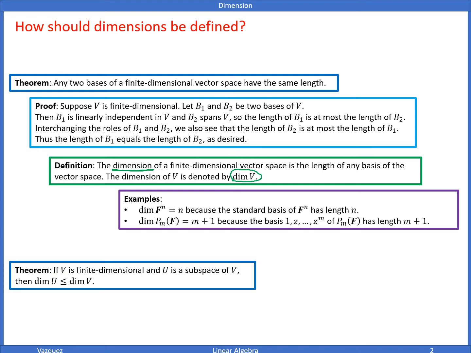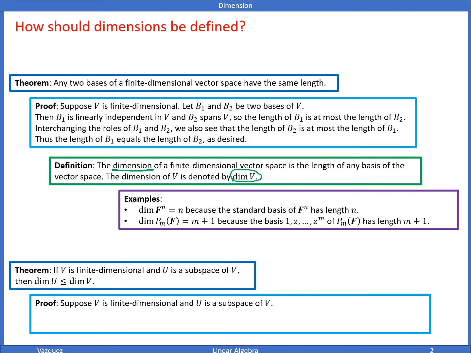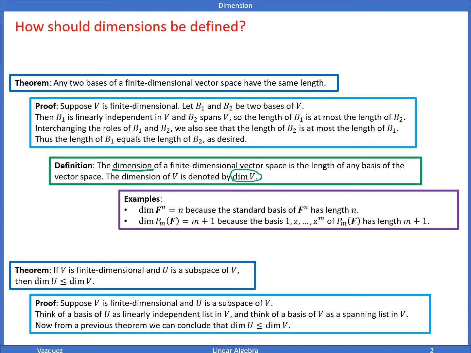Next, we're going to go over a little theorem here. It says if V is finite dimensional and U is a subspace of V, then the dimension of U is less than or equal to that of V. Again, a fairly short proof. Suppose V is finite dimensional and U is a subspace of V. Then we think of a basis of U as a linearly independent list in V, and think of a basis of V as a spanning list in V. Now, like it says here, from a previous theorem, we can conclude that the dimension of U is less than or equal to the dimension of V.